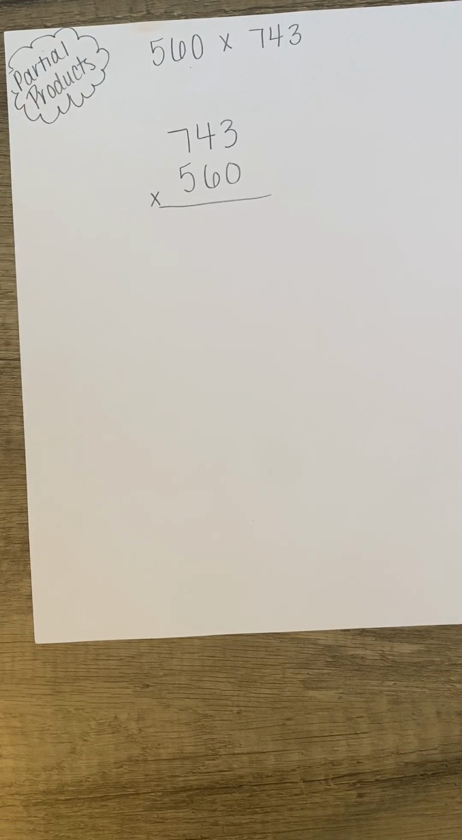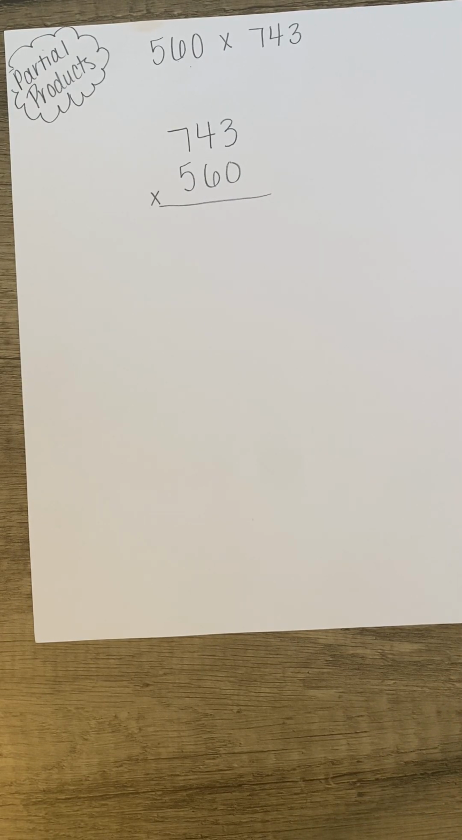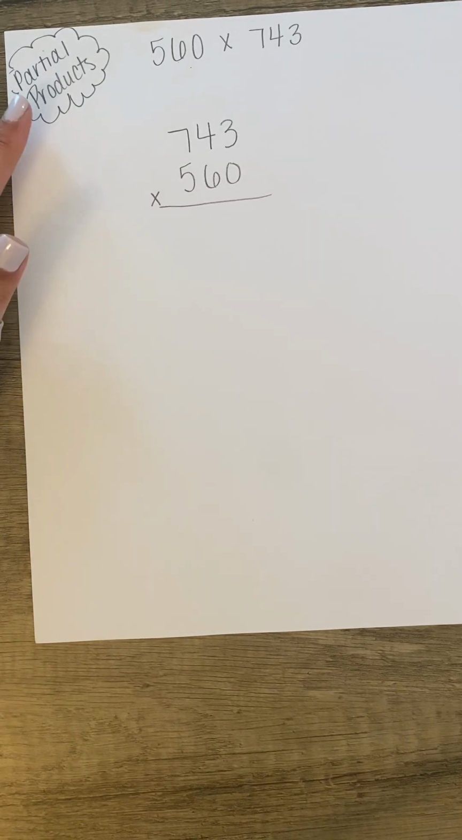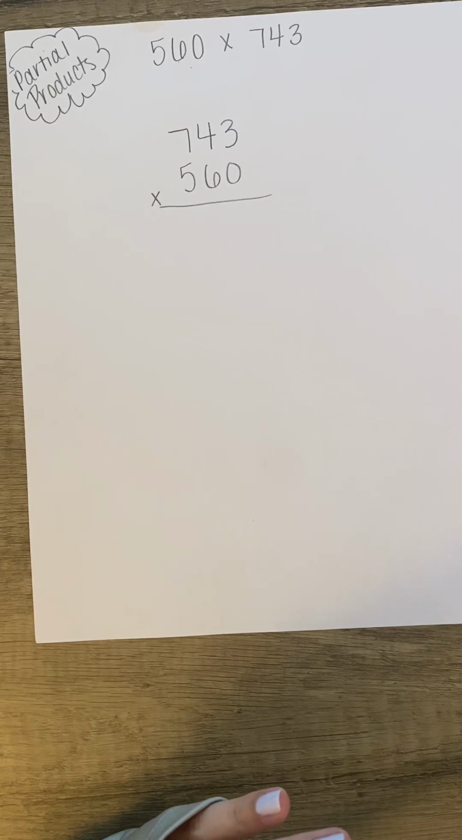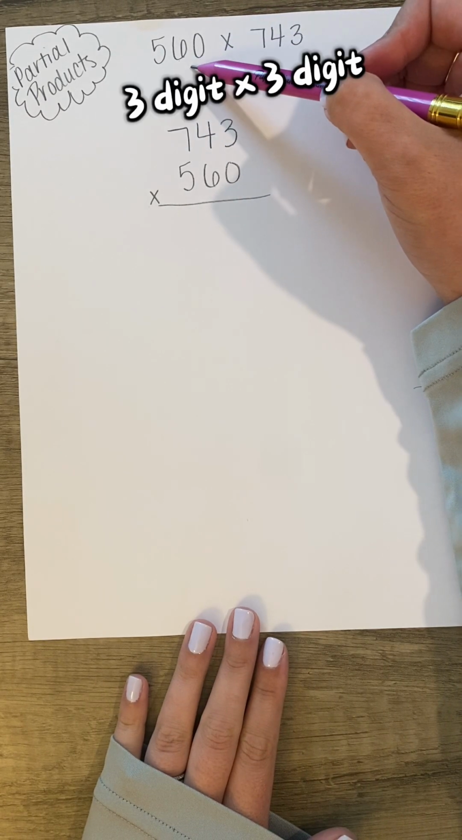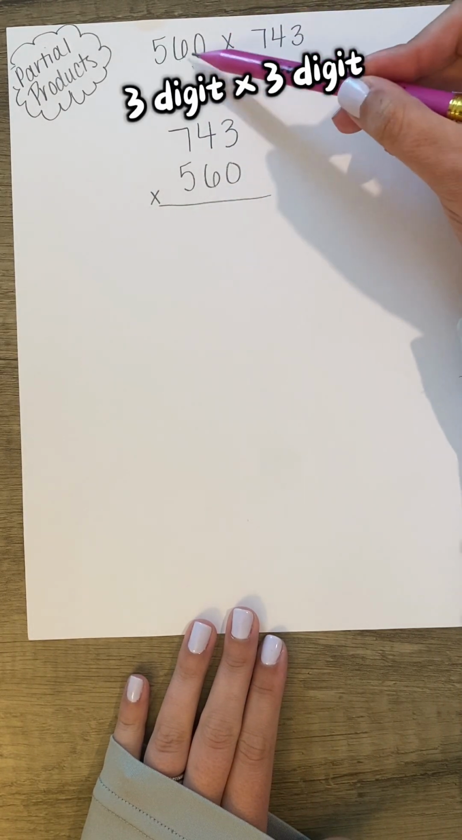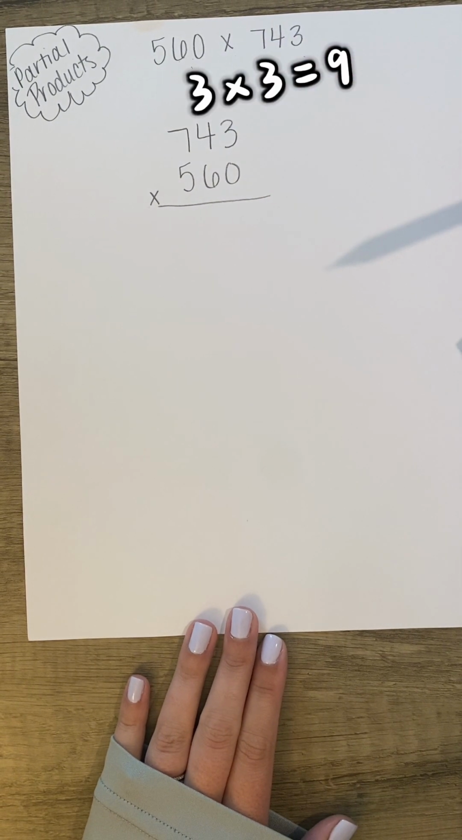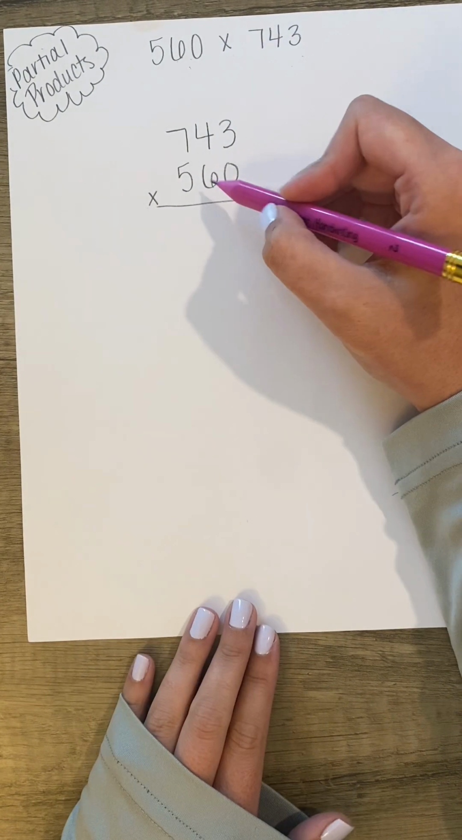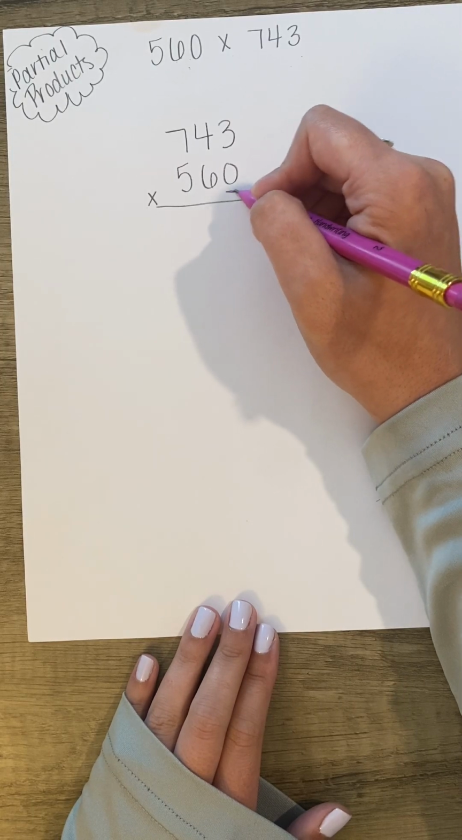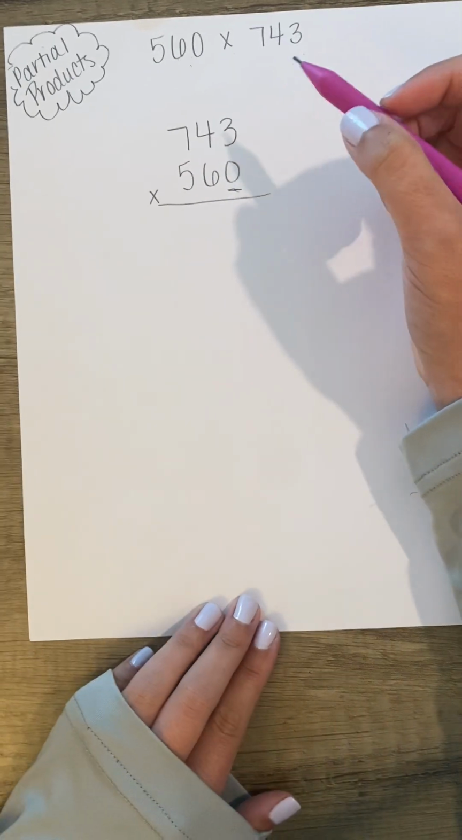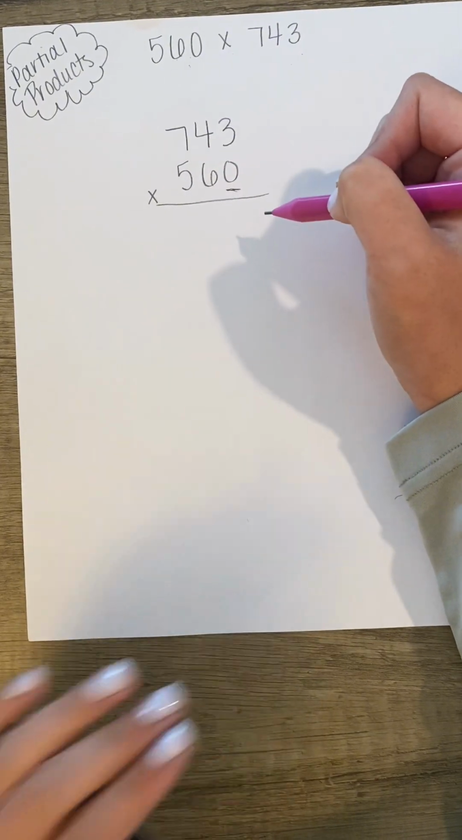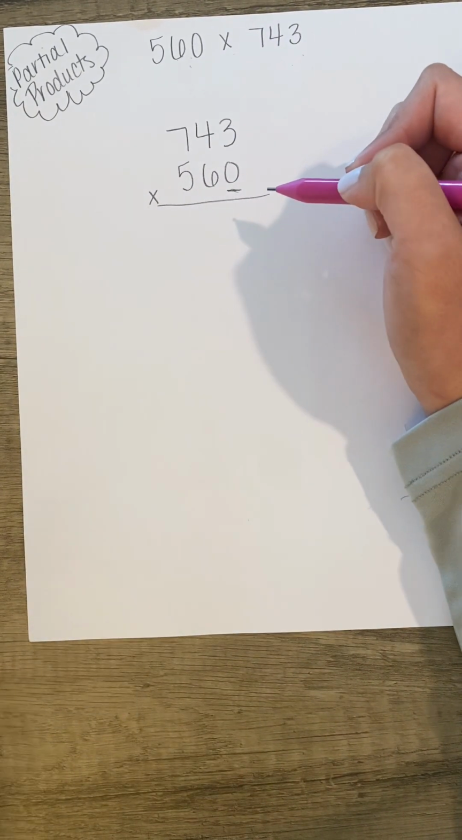The biggest difference that we're going to have here is the amount of partial products that we have. The amount of partial products in this strategy, as well as an area model, is going to depend on how many digits we're multiplying together. So if we are multiplying a 3-digit by a 3-digit number, 3 times 3 is 9, so we should have 9 partial products. So we're still going to start with that bottom number all the way to the right, but instead of just going ahead and multiplying, we're going to break it down by place value and multiply that way.